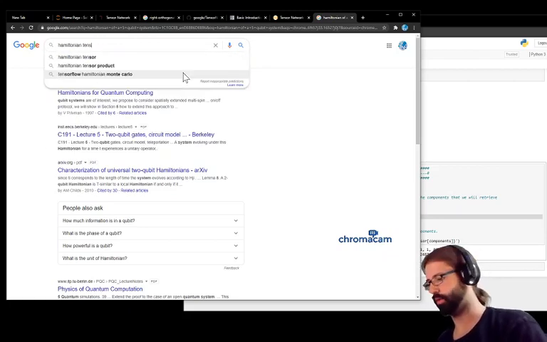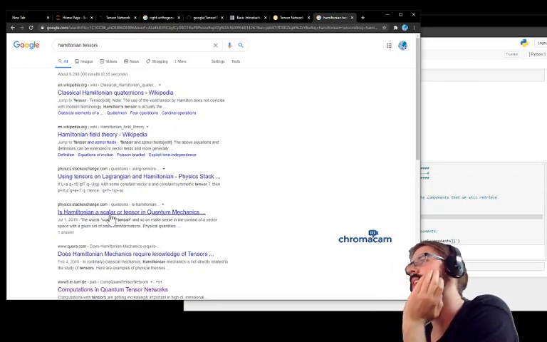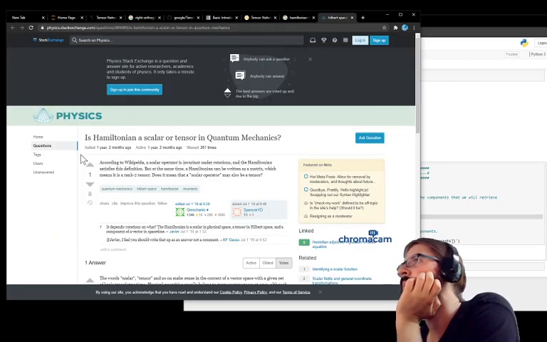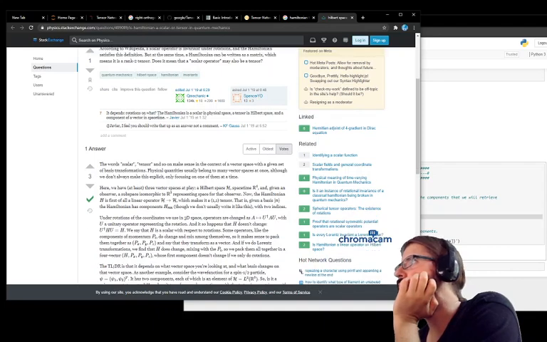Hamiltonian tensors, maybe I should look for something like that. Is the Hamiltonian a scalar or a tensor in quantum mechanics? A scalar operator is invariant under rotation, the Hamiltonian satisfies its definition, but at the same time, it can be written as a matrix, which means it's a rank 2 tensor. Does that mean the scalar operator may also be a tensor? So we have at least 3 vector spaces in play: Hilbert space, spacetime, and given observer subspace isomorphic, blah, blah. Makes a 1-1 tensor. And the rotation of the coordinates uses 3D space operators that can change.